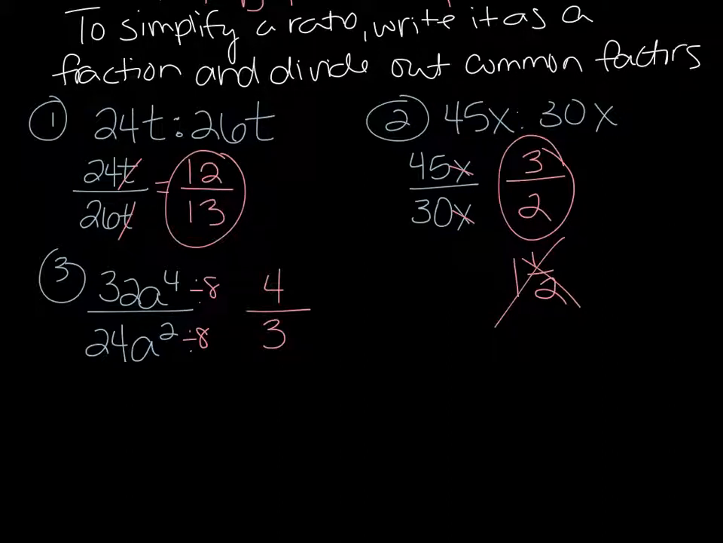Let's go back to what we did in chapter 4. I have 4 A's being multiplied together in the numerator. I have 2 being multiplied in the denominator. How many of these will cancel out? 2. How many are left? 2. Where are they at? The numerator, right? So we're going to put an A squared in the numerator. So 4A squared over 3 would be my answer.